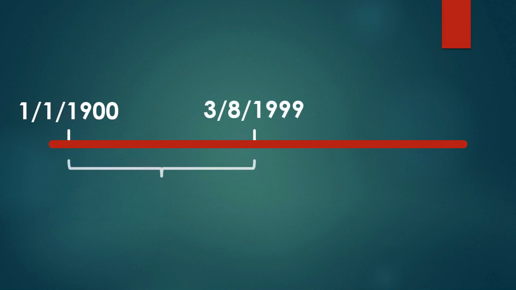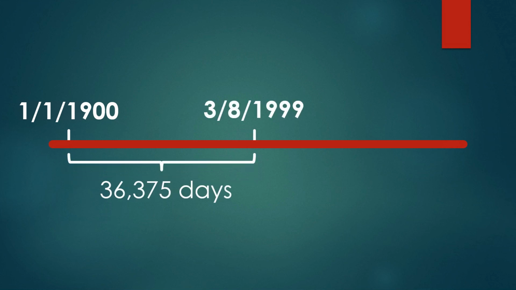Excel stores dates and times as numbers. A date is stored as the number of days since January 1st, 1900. For example, the date 3rd of August 1999 is 36,375 days away from January 1st, 1900. So when I type this date in an Excel cell, what is actually stored is the number 36,375.